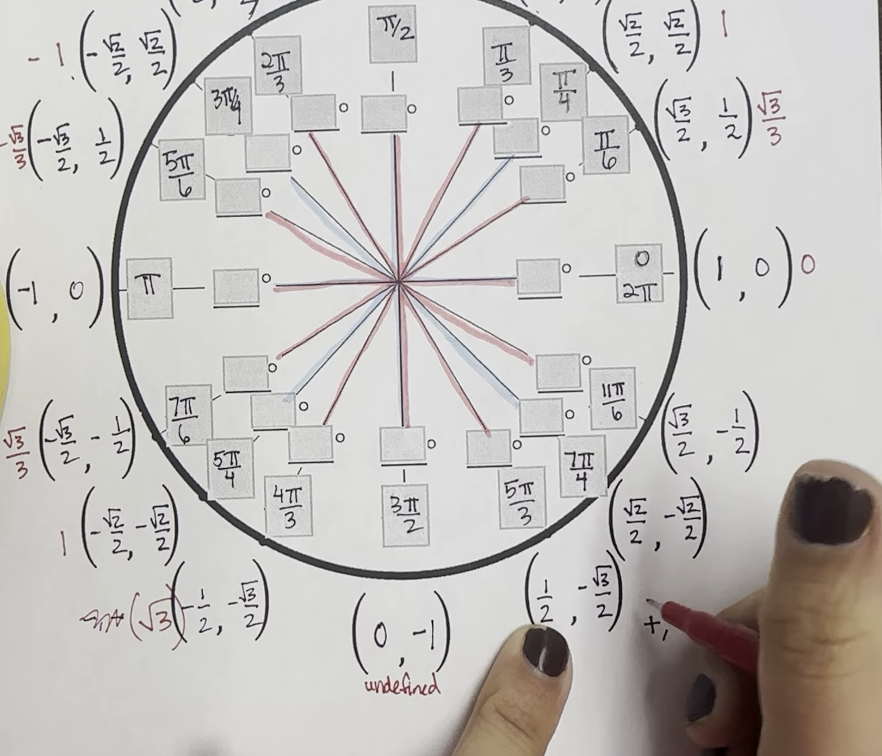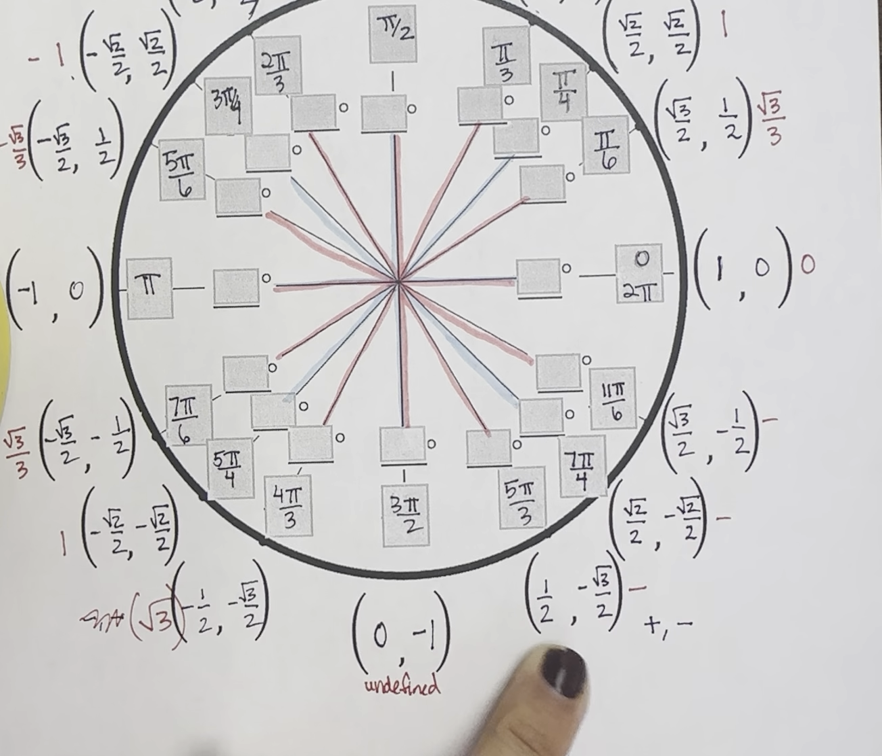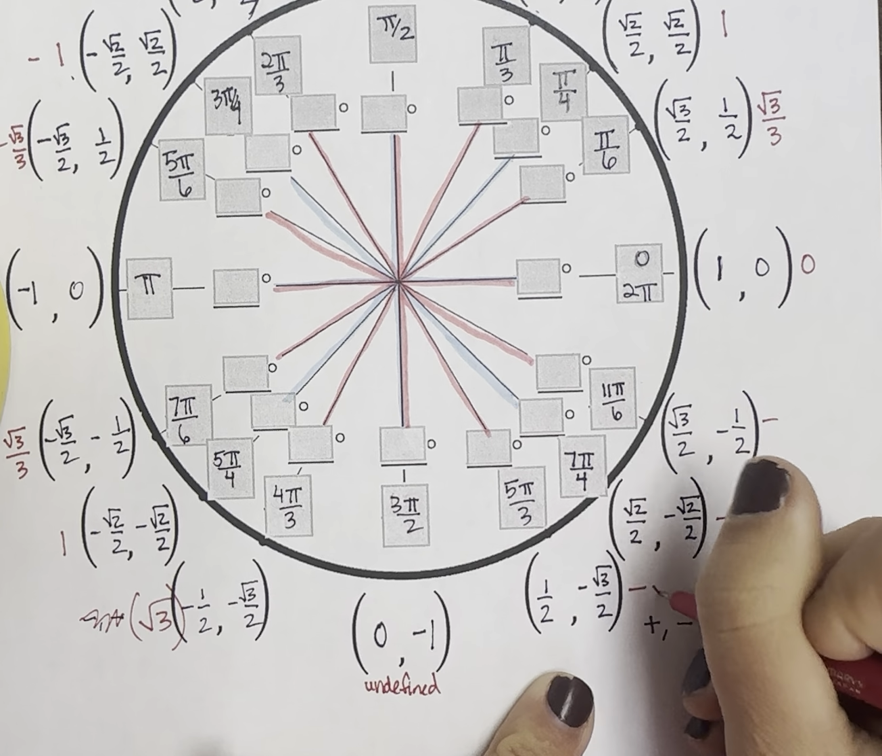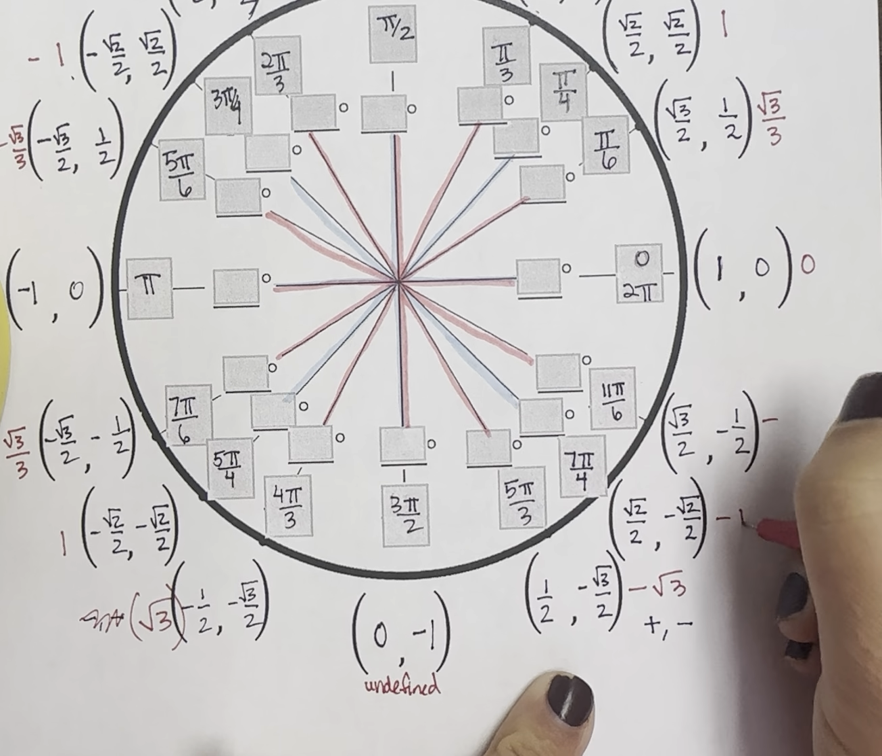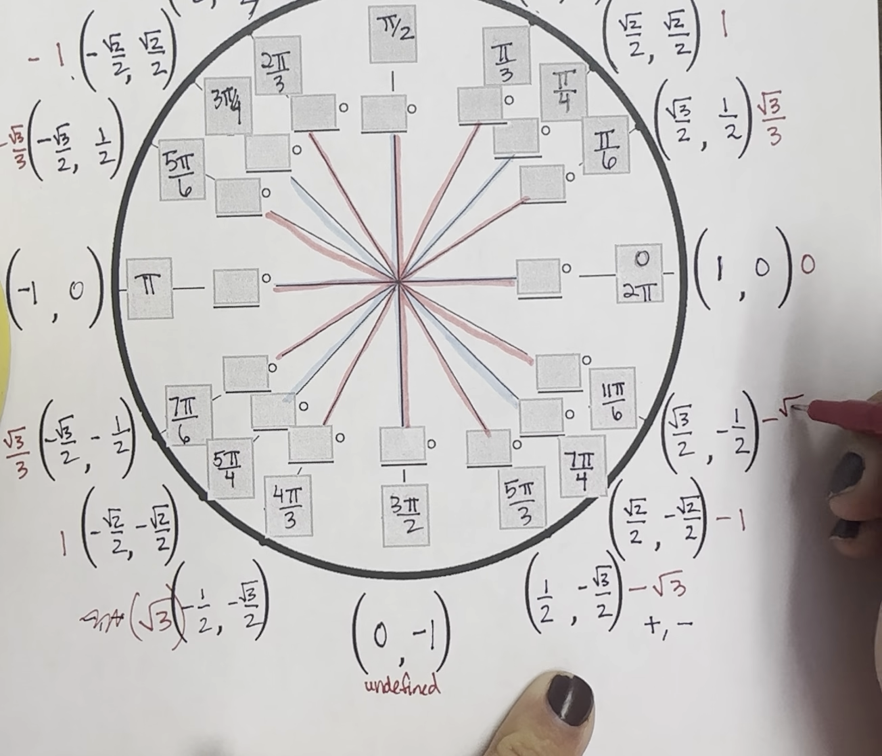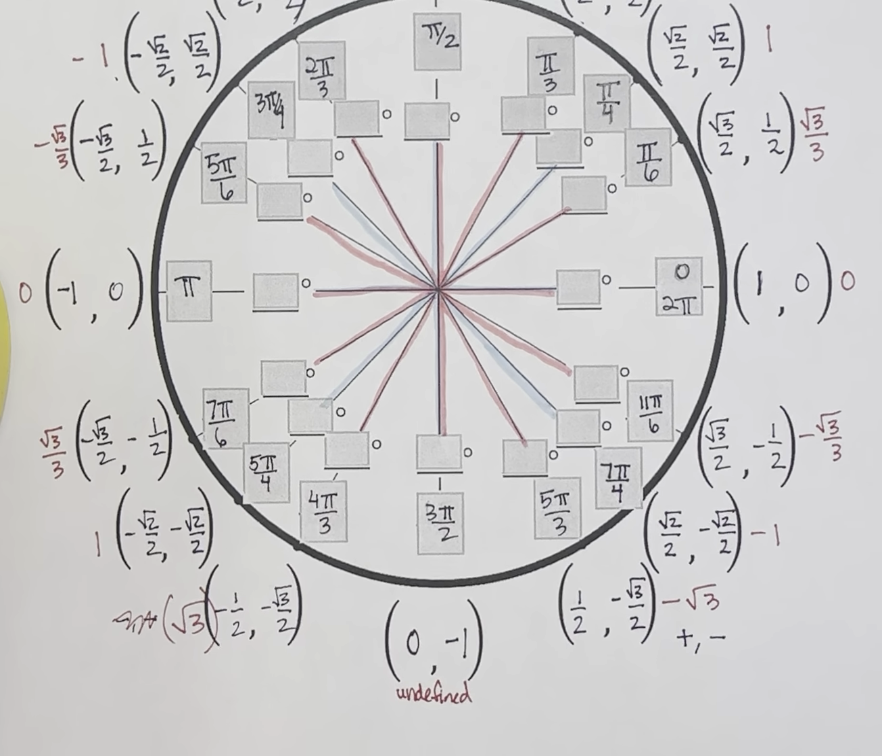And here we go. Here, everybody's negative. Negative, negative, negative. Y over x, this is rad 3. Y over x, this is 1. Y over x, this is root 3 over 3. So here is a complete unit circle.